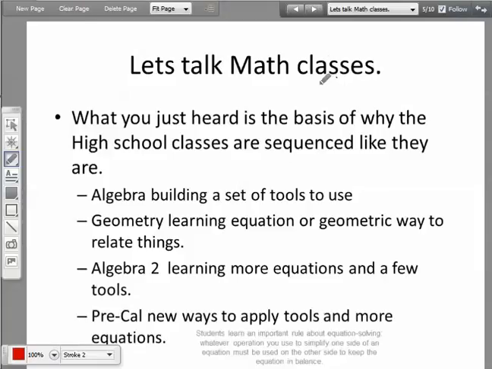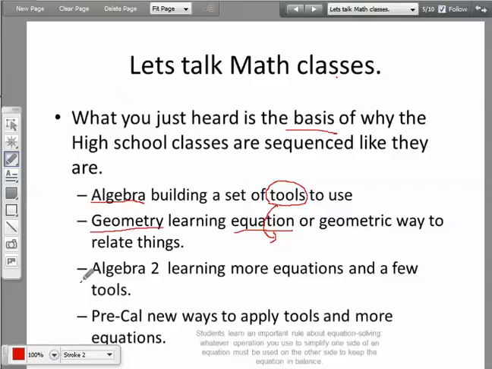I mean, every year I always get asked this, and I wanted to make certain I did address it. What I just said is the basis of why the high school math classes are sequenced like they are. You take algebra because what you're doing first in algebra is building a set of tools that you're going to use. And see, we're taking it slow, and I'm making certain that you understand these tools as we go along. The next course you take is geometry because you're going to take these tools and you're going to start learning equations or geometric ways of relating things together. So you're going to apply these tools to these equations to find solutions.